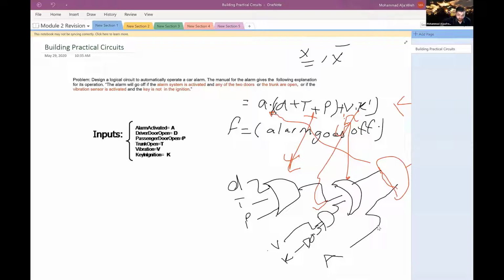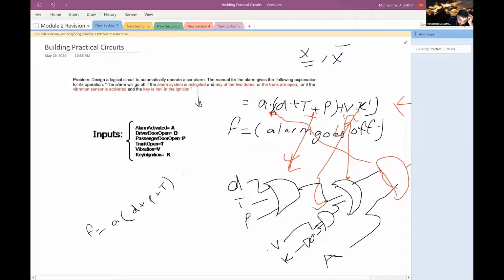And okay, so now let's read the question again. The alarm will go off if the alarm is activated. So A. So the student who asked me is correct. So A has to be like that's it. So F will be equal to A, and A is supposed to be ANDed with all the doors. So we have D plus D plus P plus T, okay?